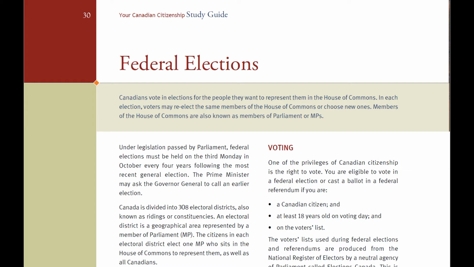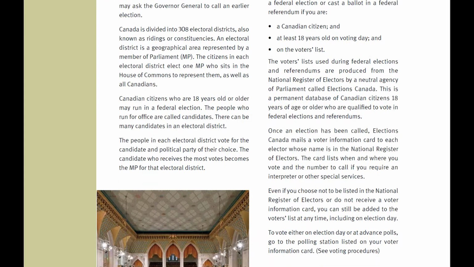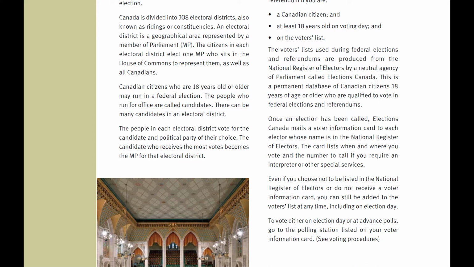Canada is divided into 308 electoral districts, also known as ridings or constituencies. An electoral district is a geographical area represented by a Member of Parliament, or MP. The citizens in each electoral district elect one MP who sits in the House of Commons to represent them, as well as all Canadians. Canadian citizens who are 18 years old or older may run in a federal election.